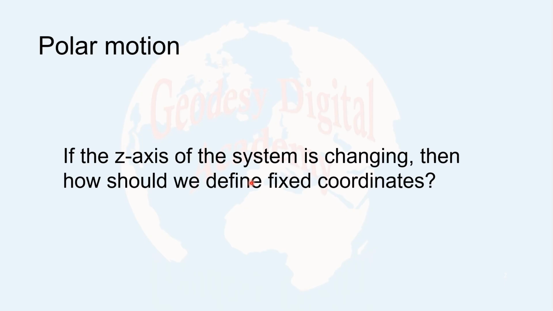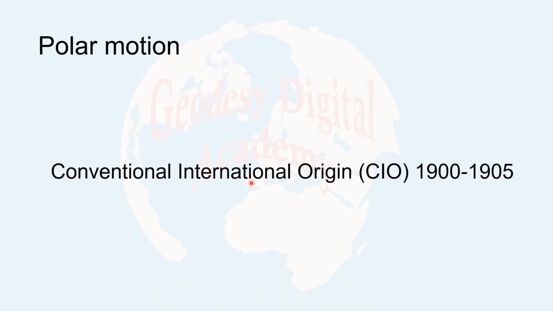Then if the z-axis of the system is changing, how should we define a fixed coordinate system? The International Union of Geophysics and Geodesy decided to define an average, which is called the conventional international origin, and they measured the pole position during these 5 years, from 1900 to 1905, based on the observation of latitude of 5 observatories and took the average. And they considered that average as the pole position and defined the average coordinate system based on the CIO, or the average pole position.